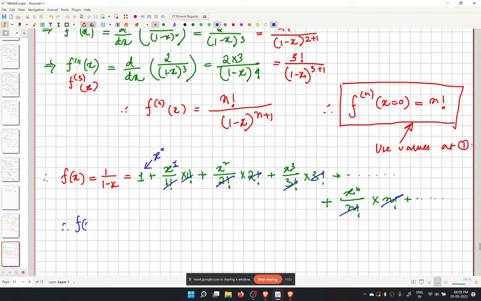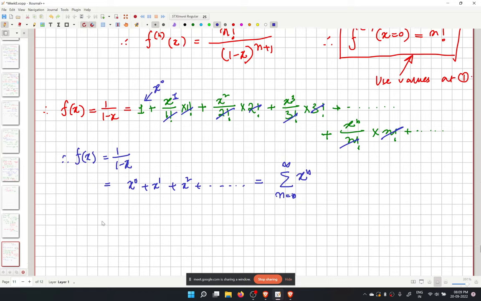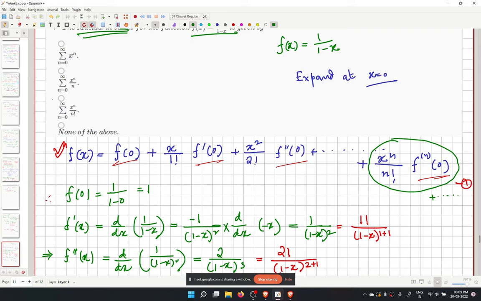So now we have a complete pattern, which is that the Maclaurin series of 1 over 1 minus x is going to be x to the power 0 plus x to the power 1 plus x squared, and so on. So we can write it more compactly as summation n equal to 0 to infinity x to the power n. So that is the Maclaurin series of the function that is given in the question. So this is our answer. Now let us check the options which are given, and we will see that the first option is the one which is matching with our answer, and this is the correct one also.